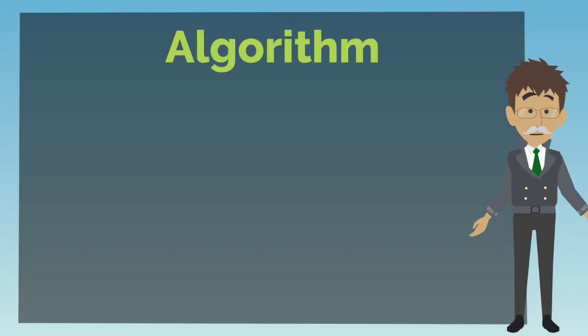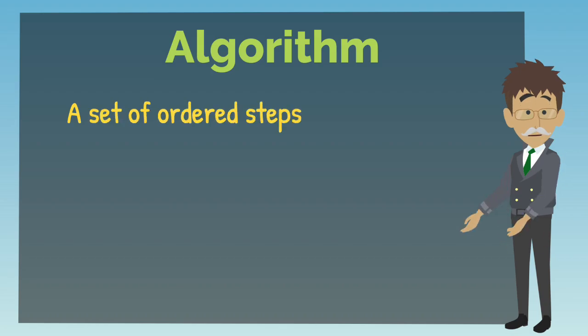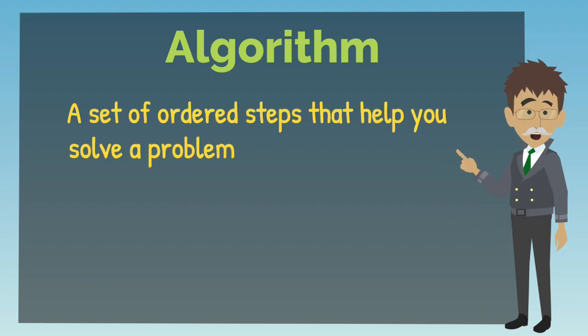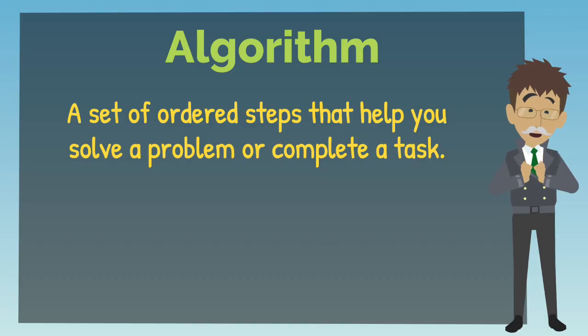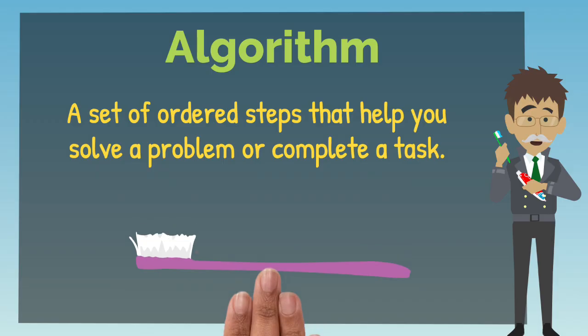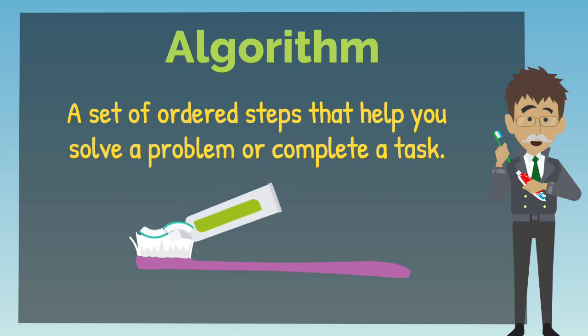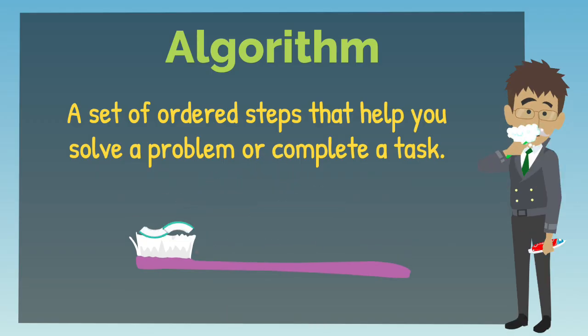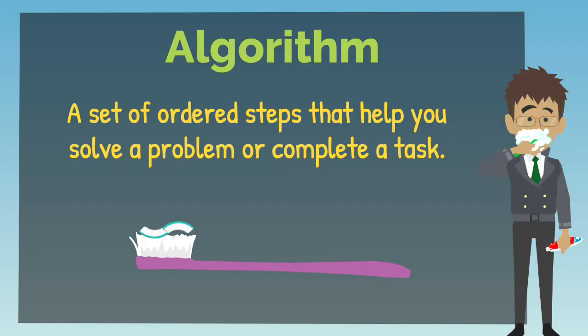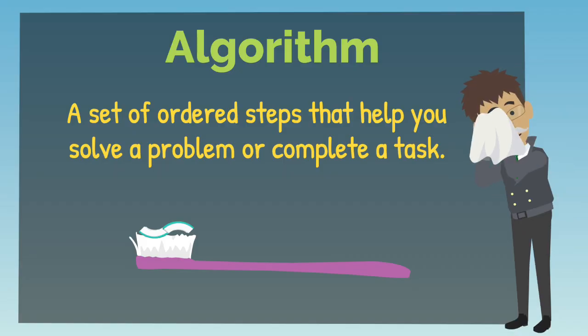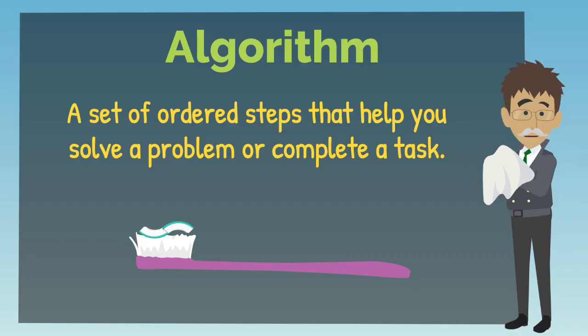Algorithm. A set of ordered steps that lets you solve a problem or complete a task. For example, you can think about brushing your teeth as an algorithm. Open the toothpaste, apply to toothbrush, brush your top teeth, brush the bottom teeth, spit, rinse, then put everything away and clean up.